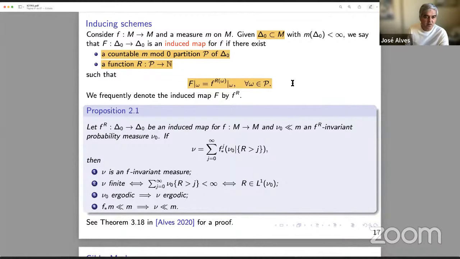And we have some conclusions on the existence of invariant measures for the original dynamics, provided we know invariant measures, ergodic and absolutely continuous, for the induced one. The idea is that the induced maps are easier to deal with. And so out of the induced map, we can derive some conclusions for the original one. So this was what we have seen.